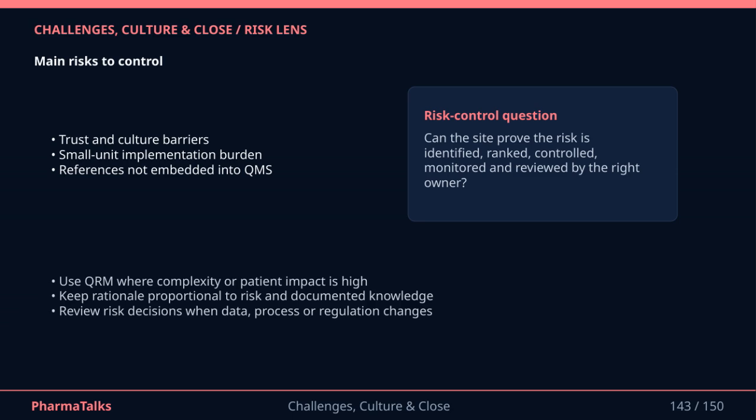To address these issues, we recommend using quality risk management, or QRM, especially when dealing with high complexity or significant patient impact. It's important that the rationale behind risk decisions is proportional to the level of risk and well documented with relevant knowledge. And finally, risk decisions should be regularly reviewed and updated whenever there are changes in data, processes, or regulations to ensure ongoing effectiveness and compliance.